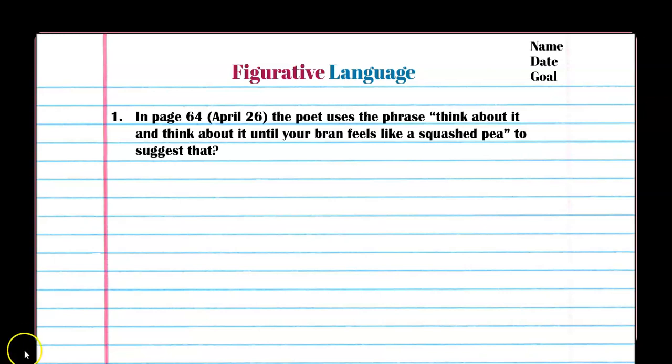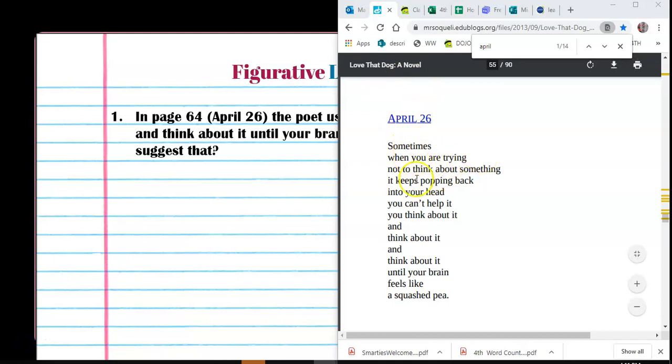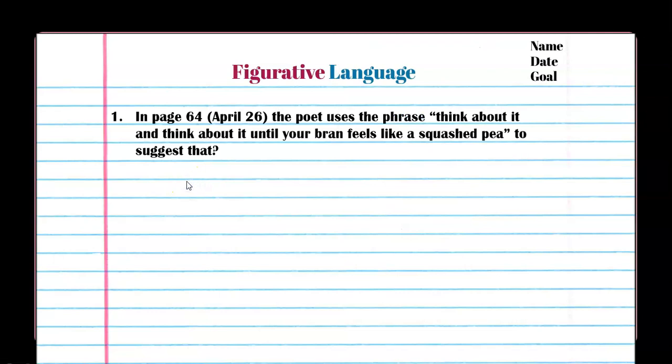All right, let's go back and be a good reader and reread that page. It says, sometimes when you're trying not to think about something, it keeps popping back into your head. You can't help it. You think about it and you think about it and you think about it until your brain feels like a squashed pea. Boys and girls, does the speaker literally mean that his brain feels like a squashed pea? No, right? It's just a figure of speech.